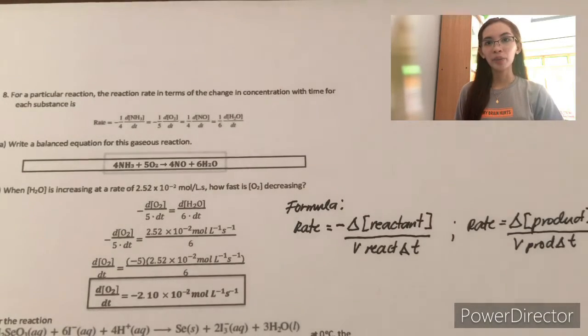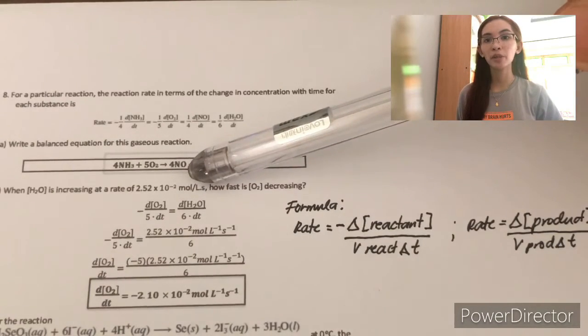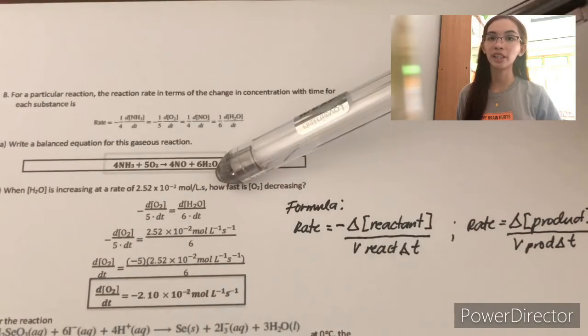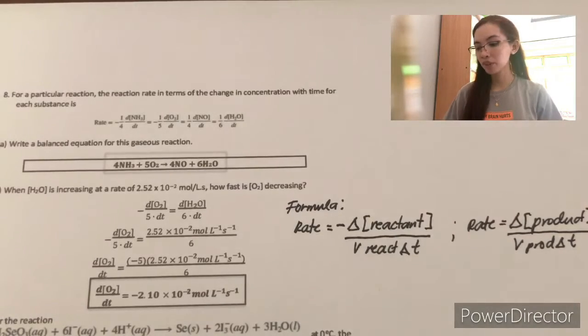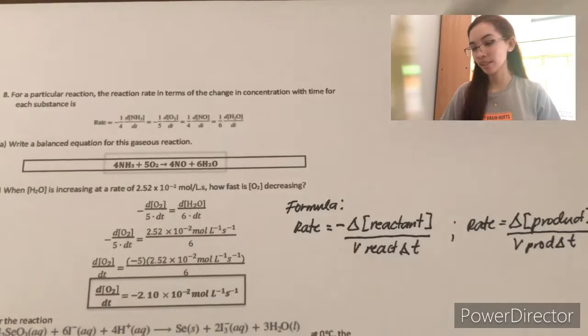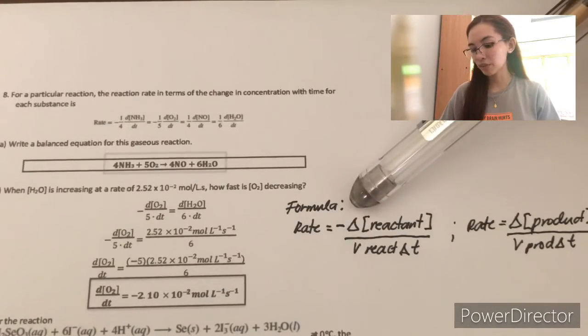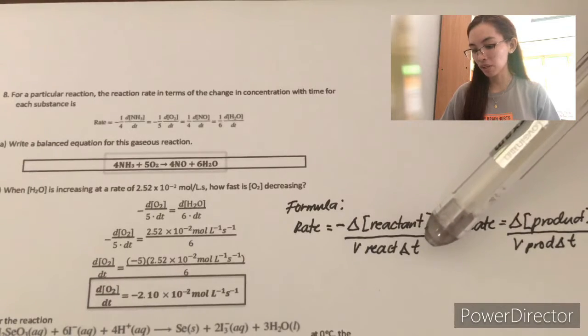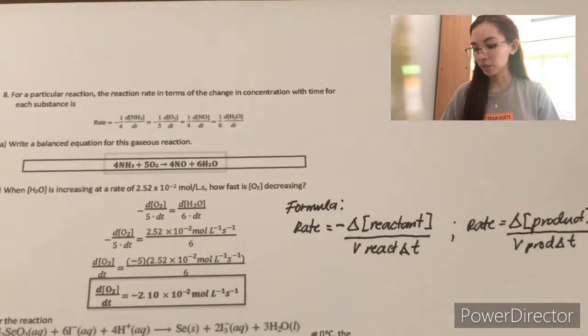In letter B, we were asked to determine how fast is oxygen decreasing when hydrogen oxide is increasing at a rate of 2.52 times 10 raised to the power of negative 2 mole per liter second. So the formula that should be used is rate equals negative Δreactant over ν reactant Δt, and rate equals Δproduct over ν product Δt.